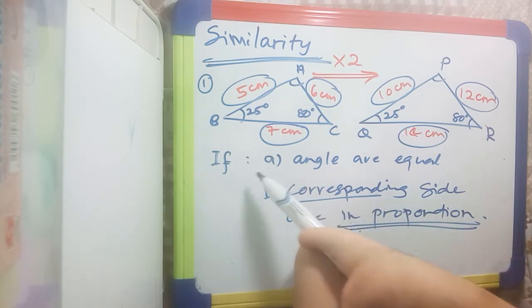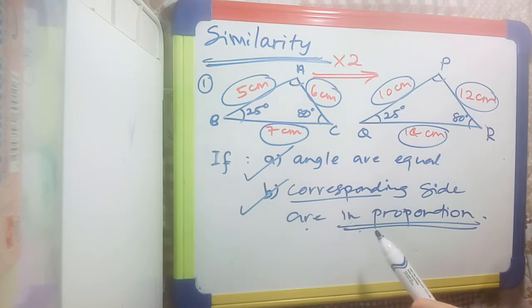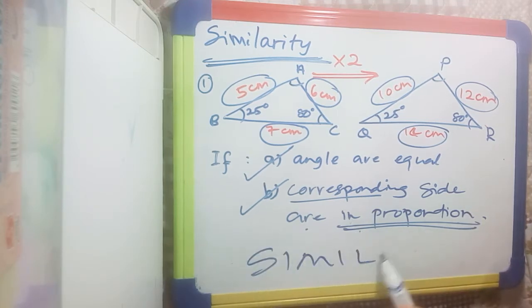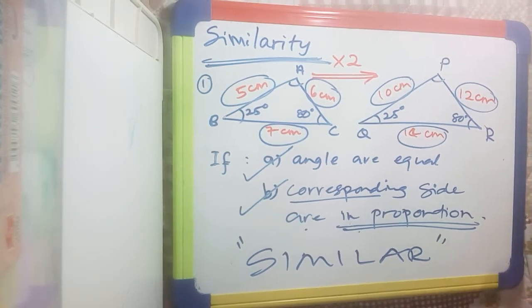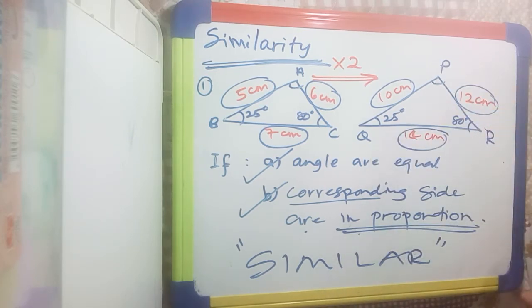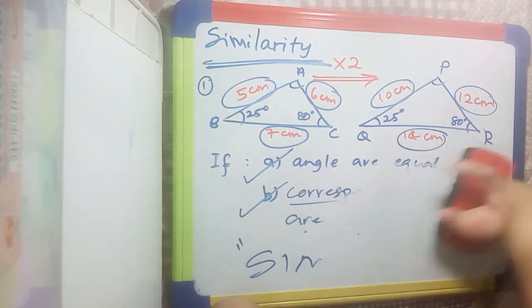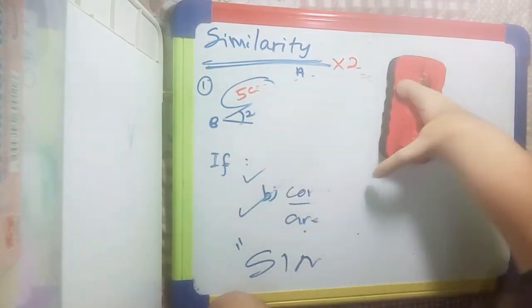If the objects satisfy both conditions, we can say that they are similar to each other. But remember, when you say the objects are similar, the size of the objects can be different. Example like this, the triangle PQR is twice bigger than triangle ABC. Okay, another example, how to make it more clear.